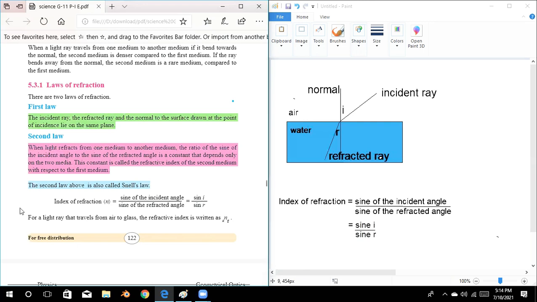What is the symbol of this? The symbol of the index of refraction is n, right? The index of refraction is the sine of the incident angle divided by the sine of the refracted angle. It can also be written as sine i divided by sine r. Sine values of angles are used in mathematics. That is the first law and second law.